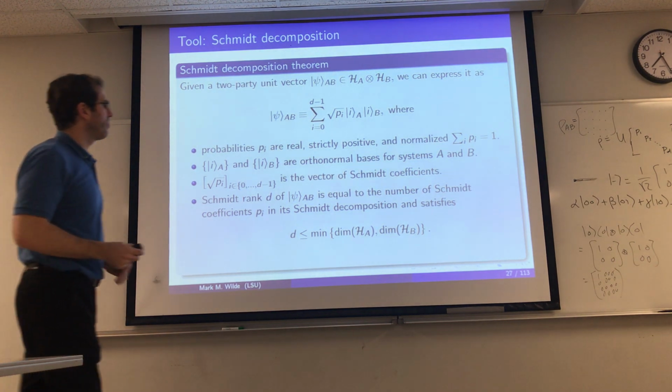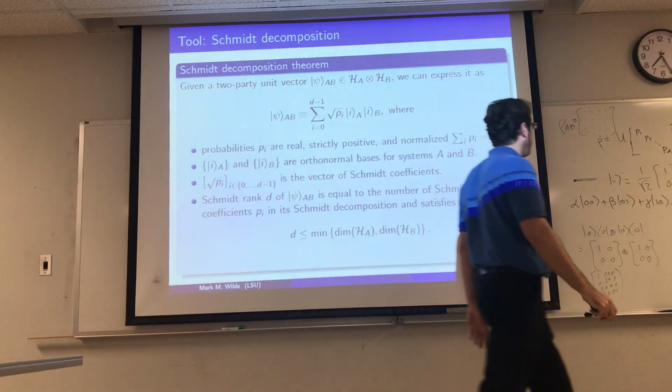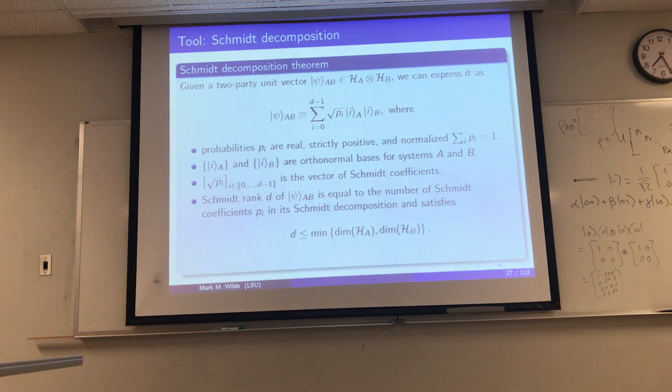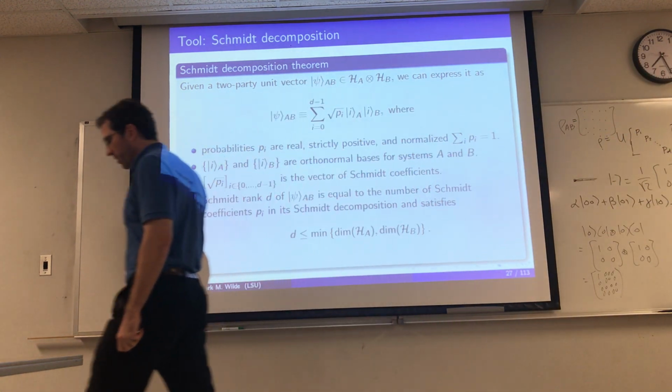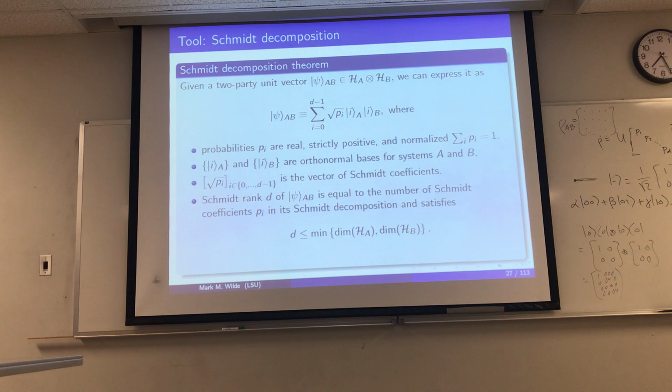If I have a dA by dB matrix, like this one, the rank is not going to be larger than dA or dB, the dimensions of the individual, of the number of rows and the number of columns. Okay, so that's a constraint that applies to this D. But it could be smaller, right?